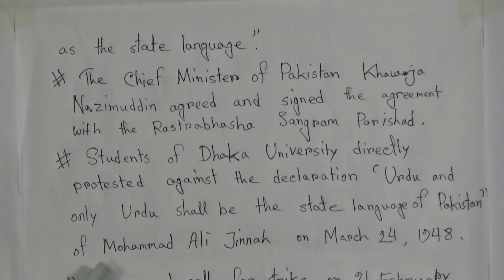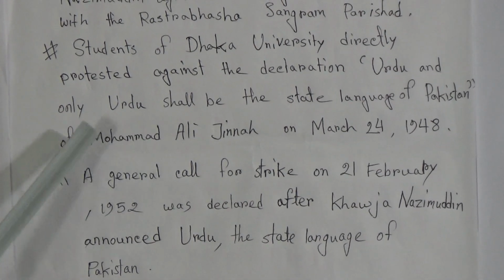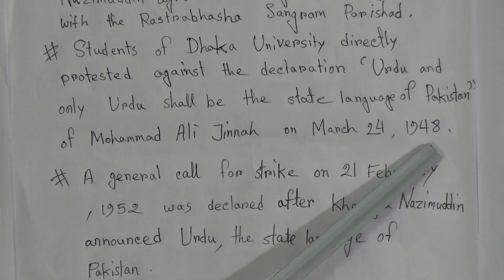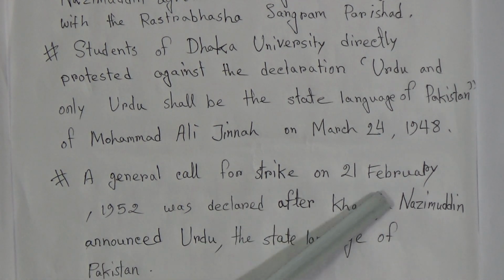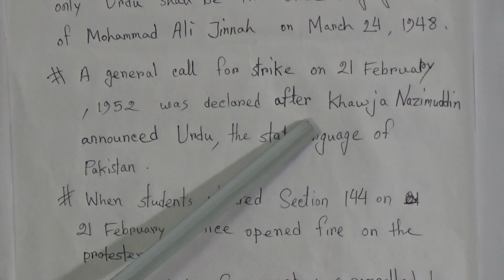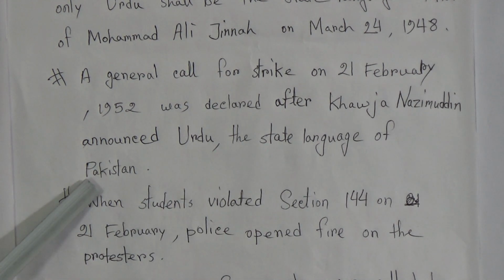He declared it on March 24, 1948. So students directly protested against his declaration. Then you can write that a general call for strike on 21st February 1952 was declared after Khaja Nazimuddin announced Urdu the state language of Pakistan.